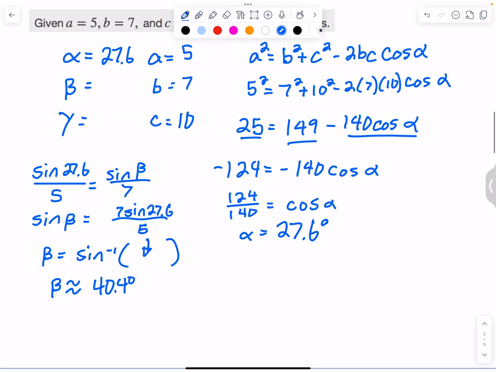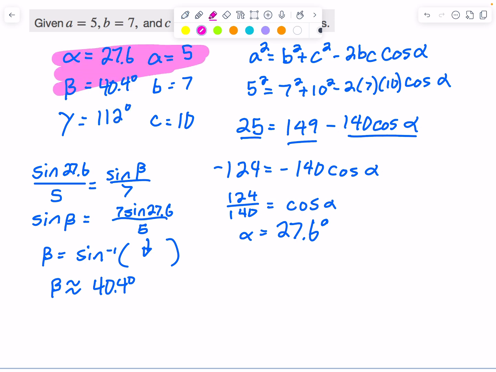Okay, sine of 27.6 divided by 5. So we get 40.4 degrees. Now, I don't need to do any more trig. I can just add those. So that's what, 67, 68. So that's 112, I think, degrees. If that's slightly off, forgive me. I think it's right. 67, 68. Yeah, that's right.